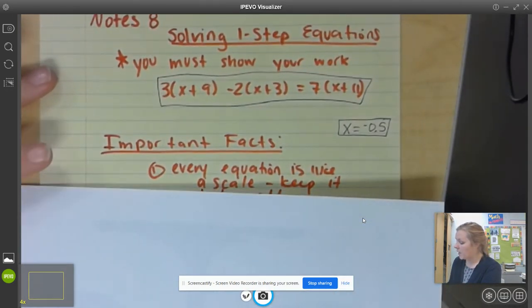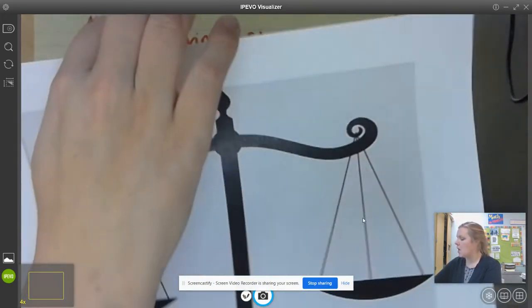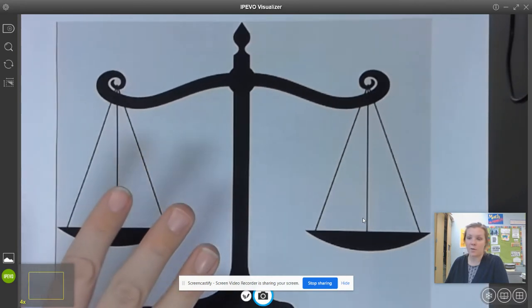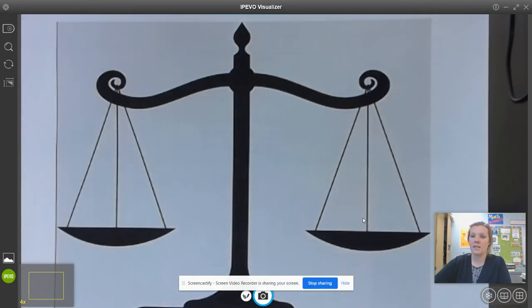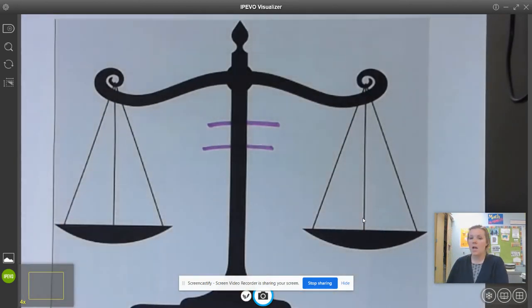And then I have a couple important facts we're going to talk about, and then we'll do some examples. But the way we're going to think about equations is we're going to think about equations as a scale, where the equal sign is the center of the scale. So this is the equal sign. And each side of this scale has to stay balanced. So I have a couple of examples we're going to try just so you can see how this works.